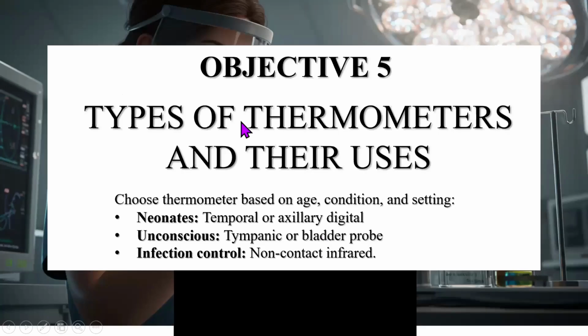Okay. Objective 5. Types of thermometers and their uses. So we want to see the types of thermometers and how we can use them. Choose a thermometer based on age, condition, and setting. You must understand this, that neonates use temporal thermometers or axillary digital thermometers. Unconscious patients use tympanic or bladder probe thermometers. With regards to infection control, like during COVID-19, we were using non-contact infrared thermometers.